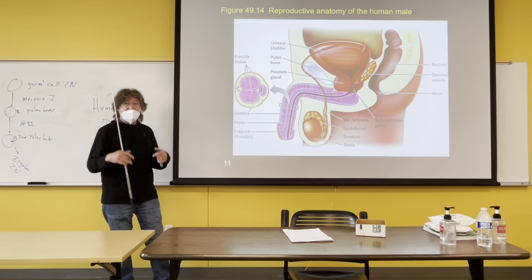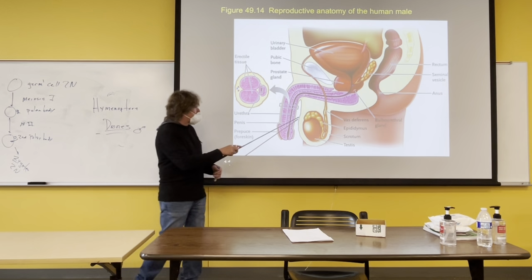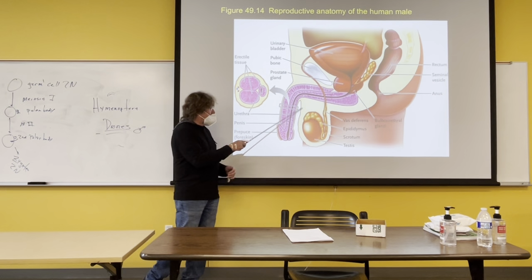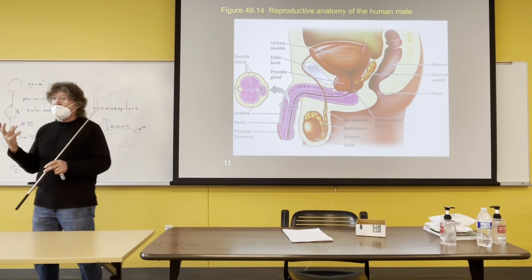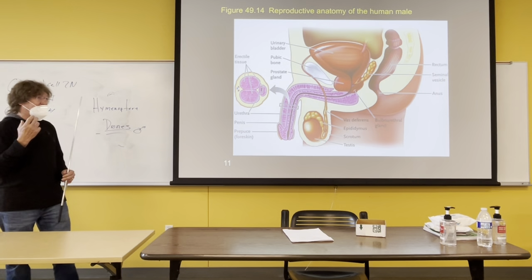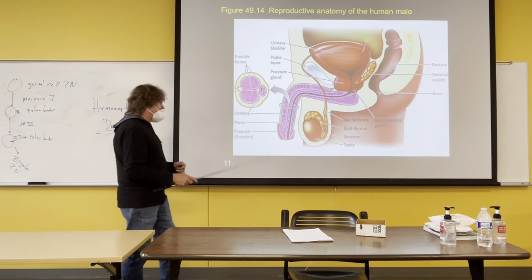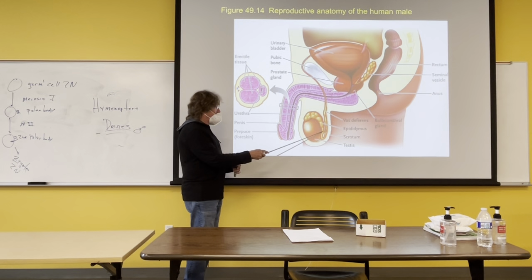As sperm is produced, it's stored in a sac on top of the testes called the epididymis. So the produced mature sperm is not stored in the testes itself, but in the epididymis.